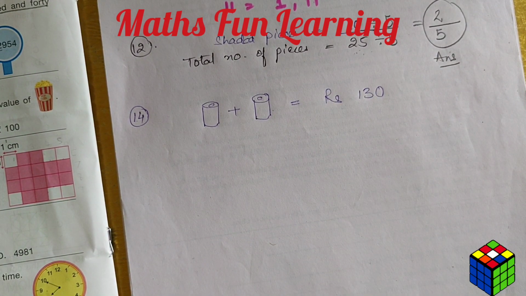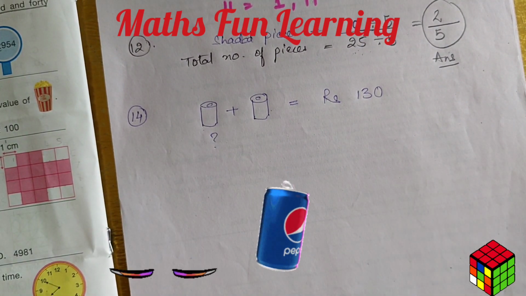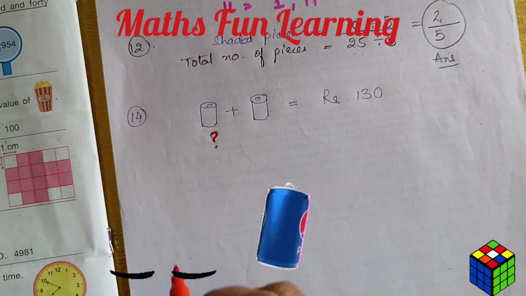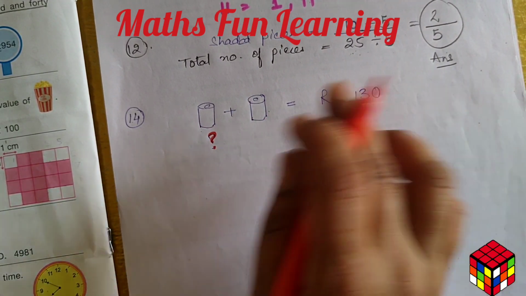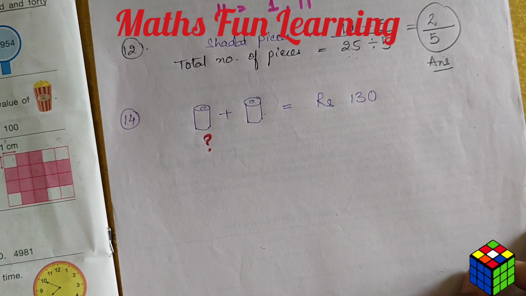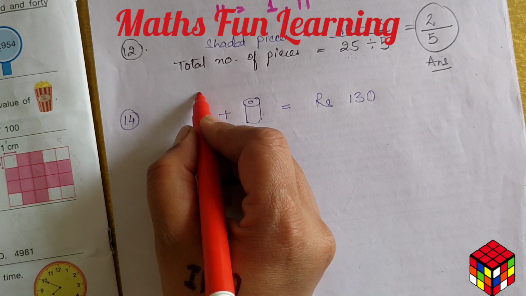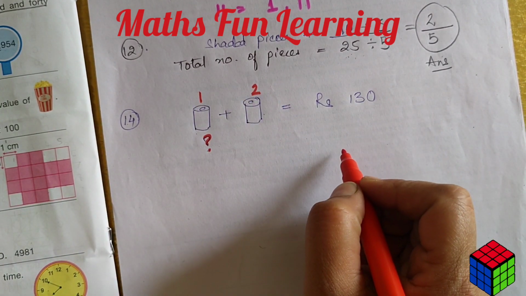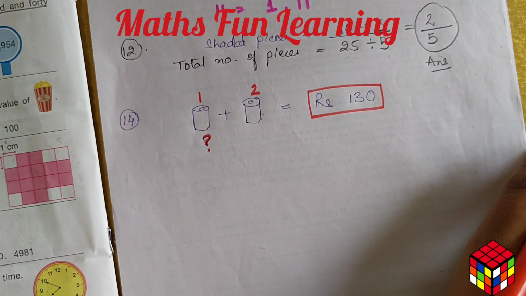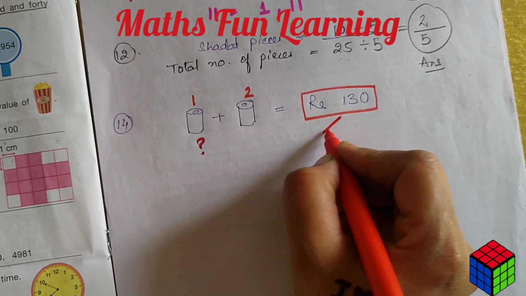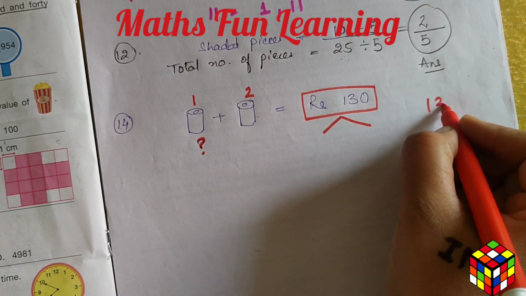Okay, kids. So what is the price of 1 can? What is the price of 1 can? As you know, both the cans are the same in price because both are the same can I'm going to buy. That means you have 1 and 2 cans. So you just divide your rupees into 2 equal parts. So what are the 2 equal parts if you divide it? Let's divide here.